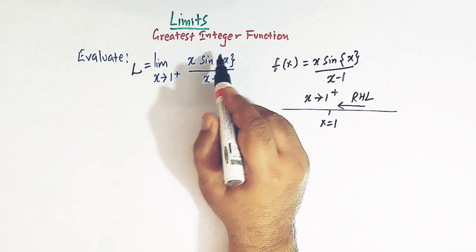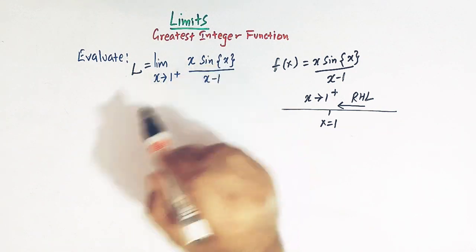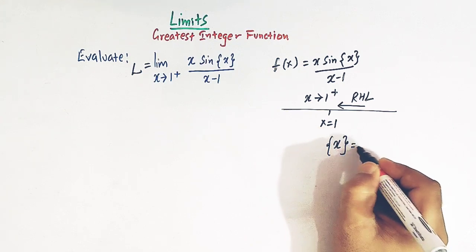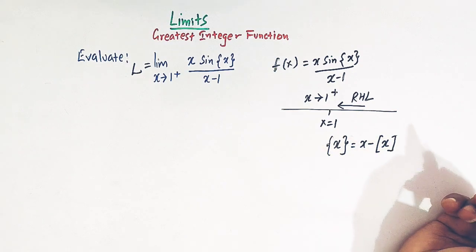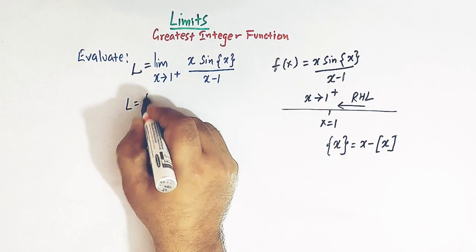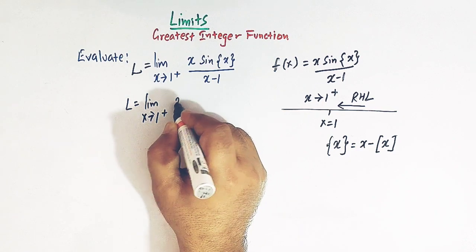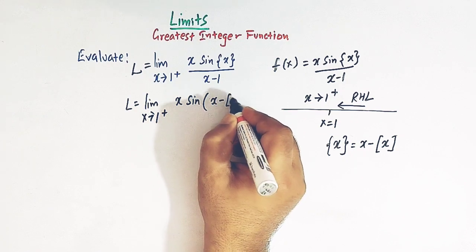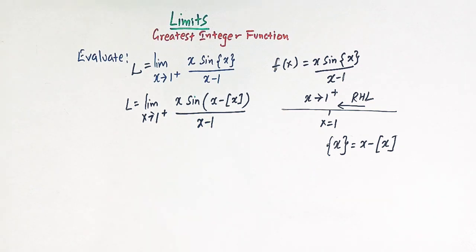Here I will make use of the definition of the fractional part function. The fractional part of x is defined as x minus the greatest integer of x. So we can now write L is equal to limit x tends to 1 positive of x sine of x minus greatest integer of x, divided by x minus 1.